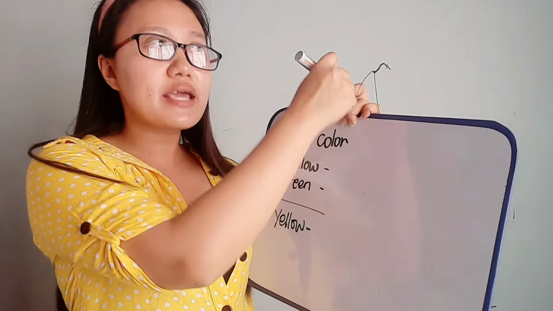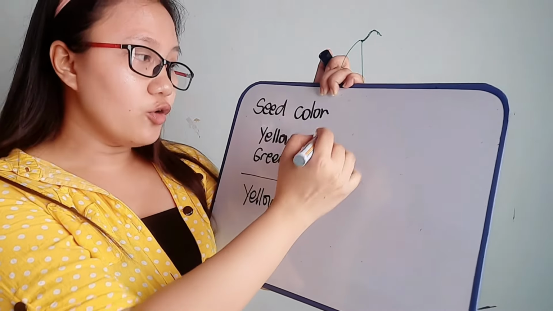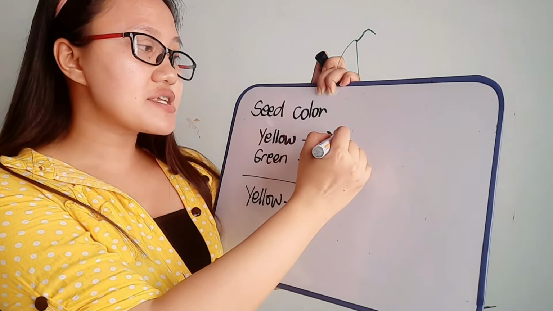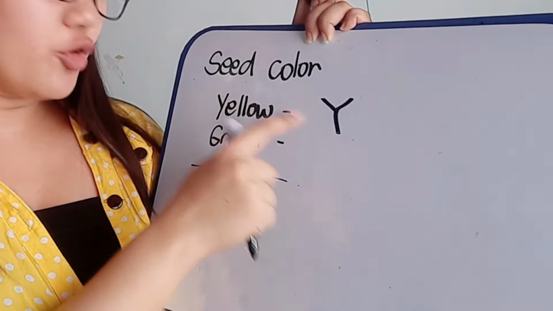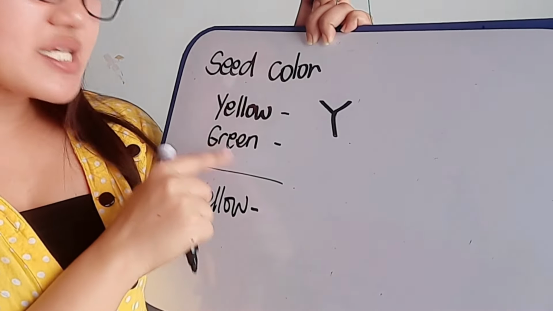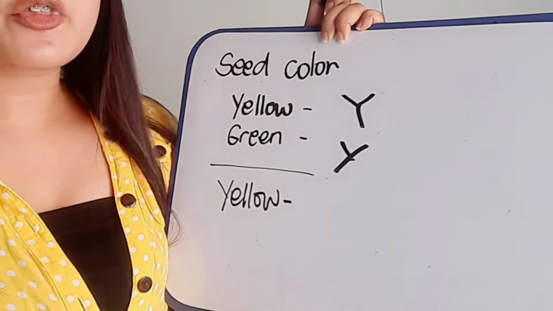Meaning to say, kung lumabas ay yellow, yellow ang dominant trait. So, ano ang magiging symbol ng kanilang allele? So, yung yellow, ang symbol natin dyan is capital Y. So, ibig sabihin, dominant yung trait ng yellow. At since recessive yung green, siya po ay small letter y.